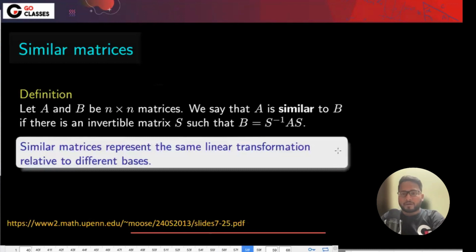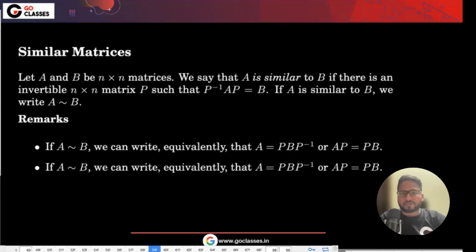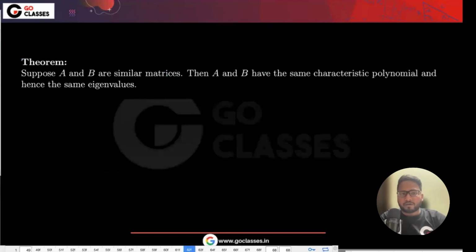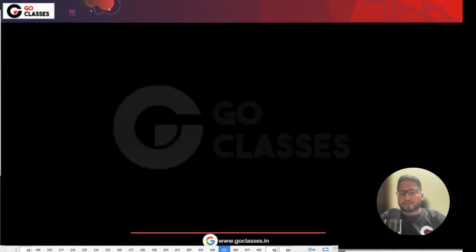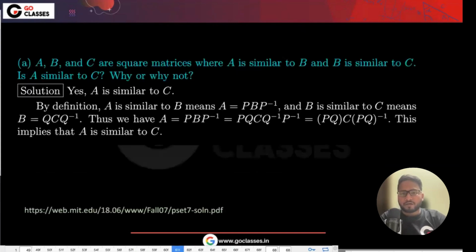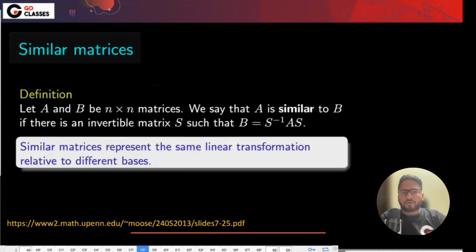Now, should we start this new topic today or maybe tomorrow? Currently, I don't have much here. I have the definition of similar matrices, and just one or two properties to prove, and that's all. So let's do one thing. We can start this new topic tomorrow, which is similar matrices and diagonalization.